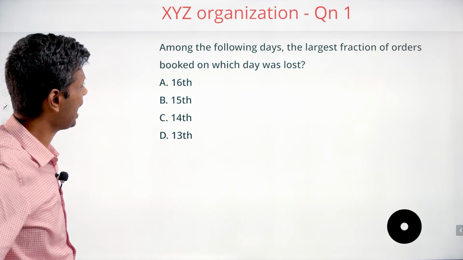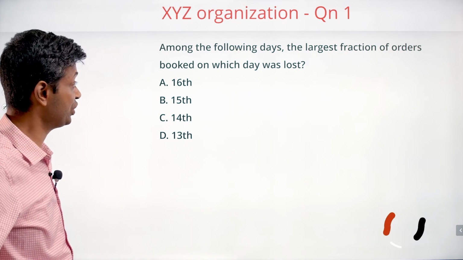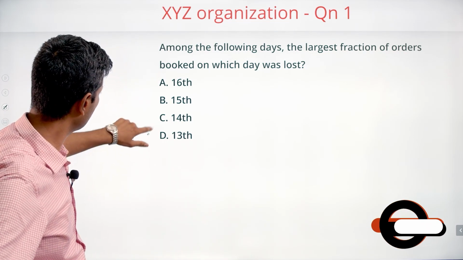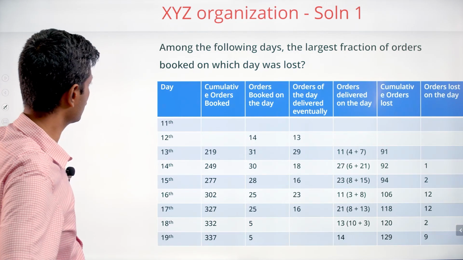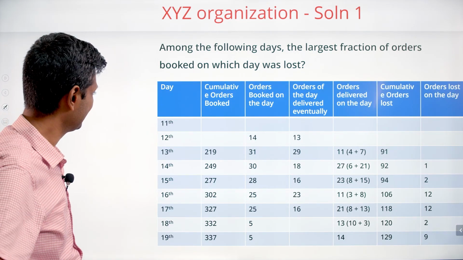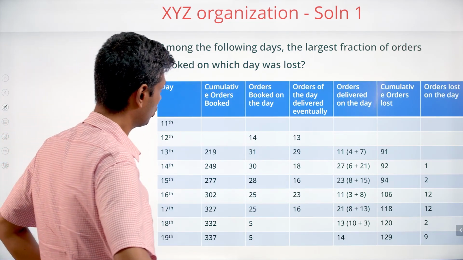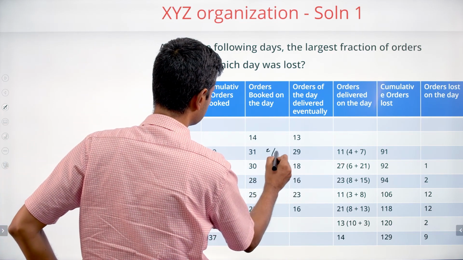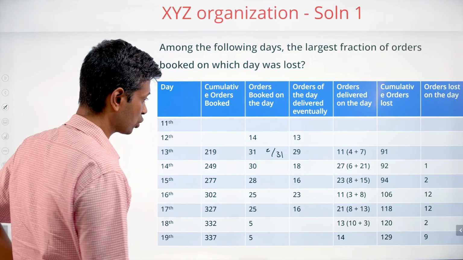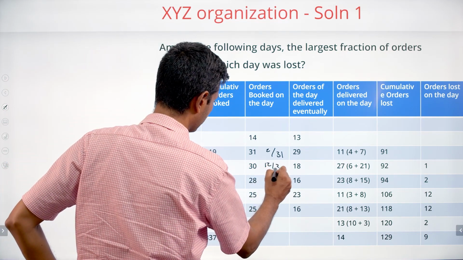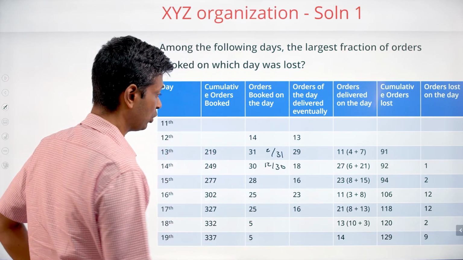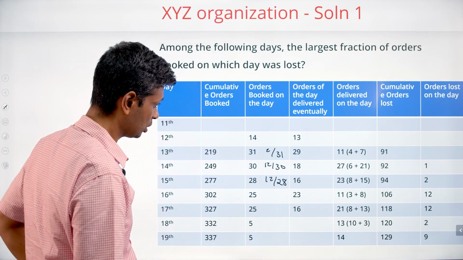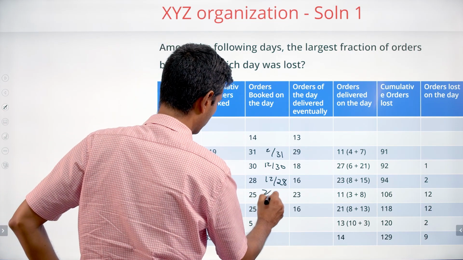Among the following days, the largest fraction of orders booked on which day was lost? Largest fraction that was lost. Talking about 13th, 14th, 15th, 16th. Largest fraction lost. 13th we lost 2. Fraction lost is 2 by 31. 14th we lost 12. 12 by 30. 15th again we lost 12. 12 by 28. 16th lost only 2. 2 by 25.